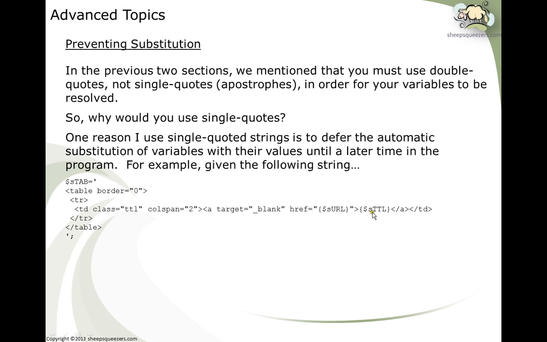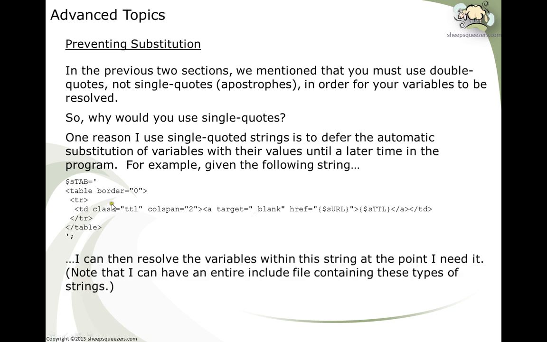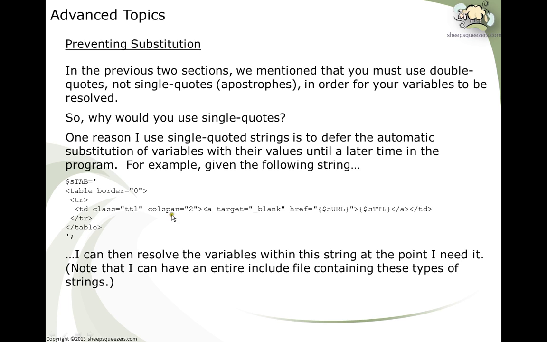For example, given the following string, same as before pretty much, complex substitution is curly braces, $SURL, and $STTL. Notice, though, I'm using single tick marks, apostrophes, one here and one there. I'm not using the double quotes, which actually makes things a little nicer because I don't have to have all those backslashes all over the place. Another reason that the single tick marks are nice: I can then resolve the variable's values within this string at the point I need it.